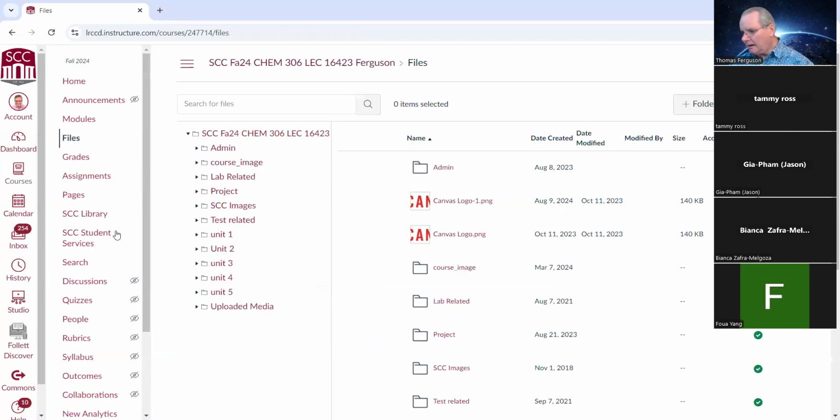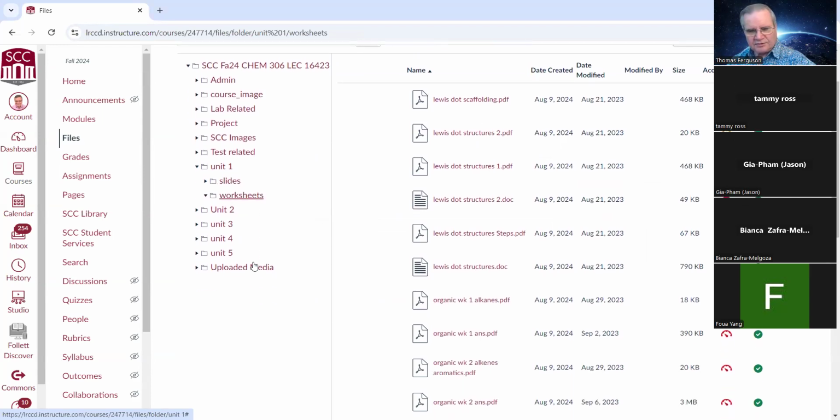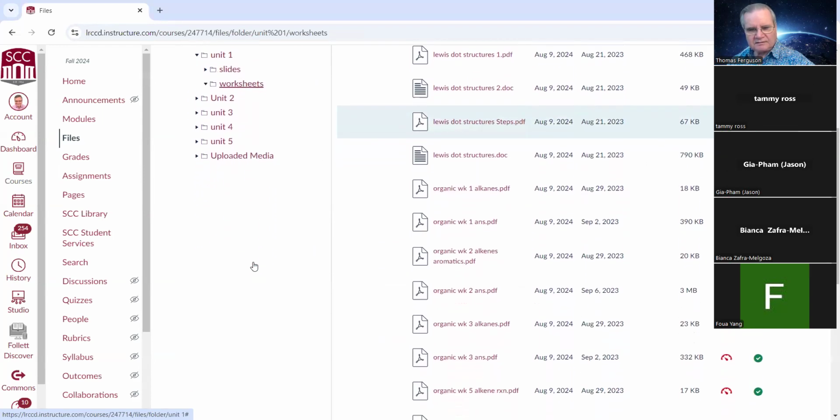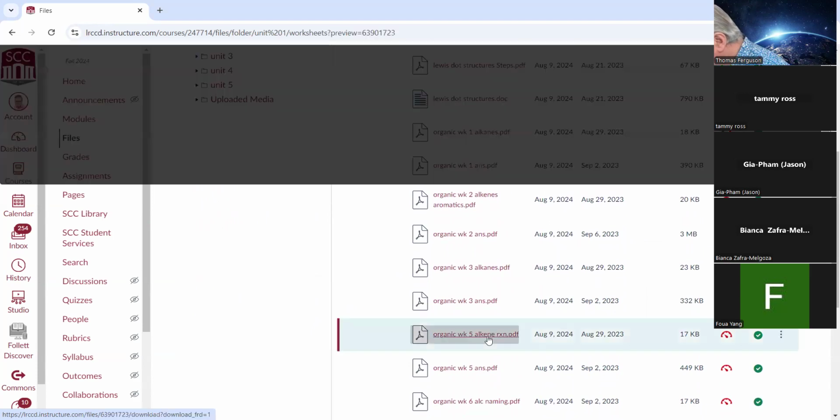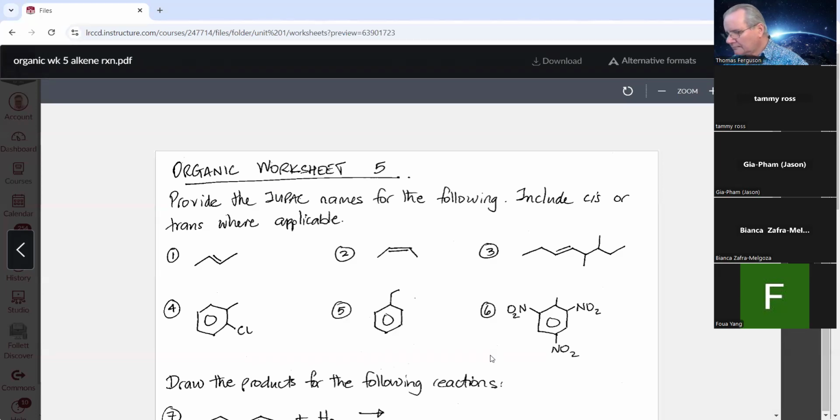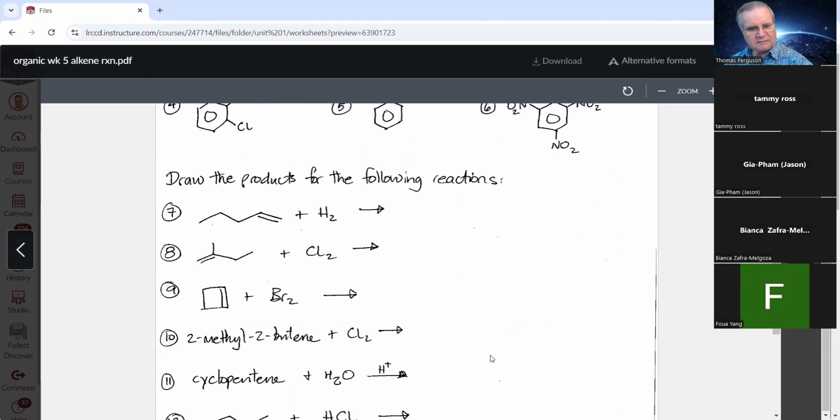Now, I would encourage you to go to Files, Unit 1, Worksheets, and start looking at some of these additional worksheets. For example, here's an alkene one. Okay, naming products.